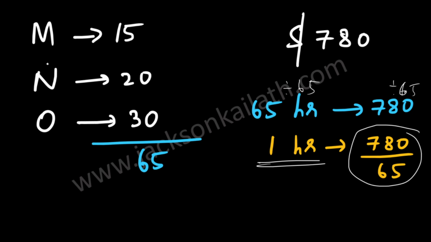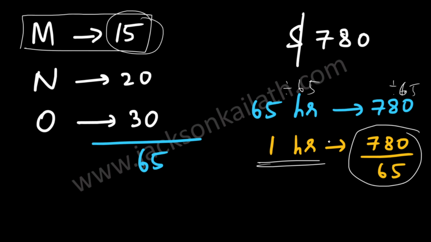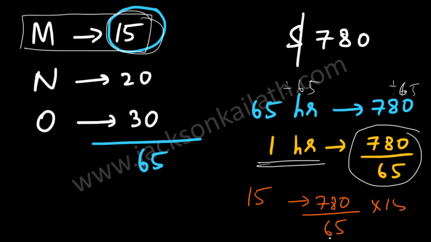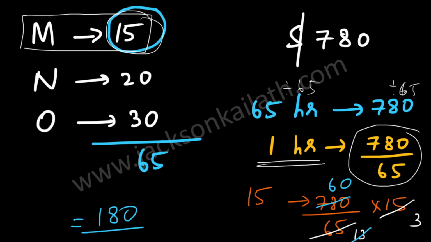Now in the question, we are asked to find out how much person M is paid. Person M worked for 15 hours. So if the wage for 1 hour is 780 by 65, the cost for 15 hours will be 15 into 780 by 65, right? So this simplifies. Over here you can take out 5, so you get 3 by 13, and over here you can cut 13 from the numerator and denominator, and you get 60. So the total is 60 into 3, which is equal to $180, which is answer option D.